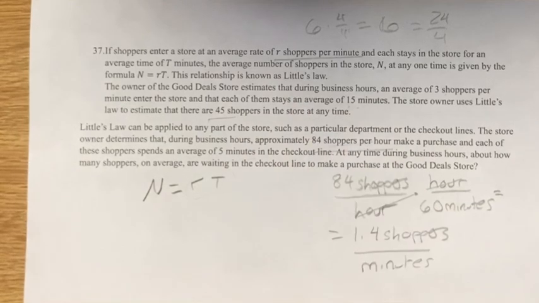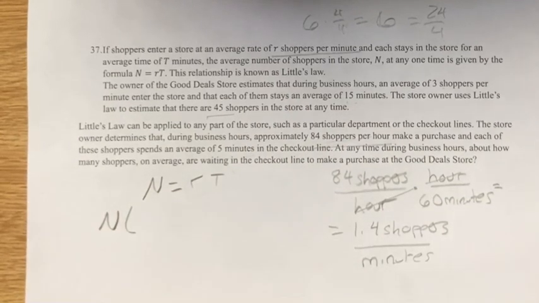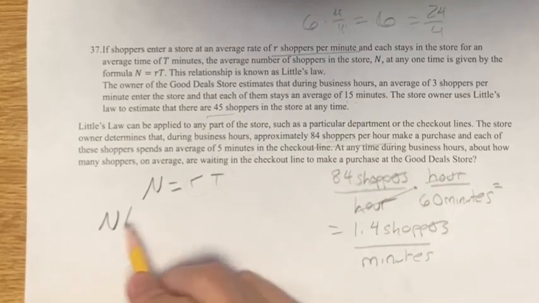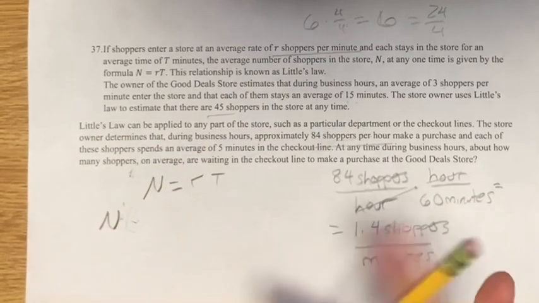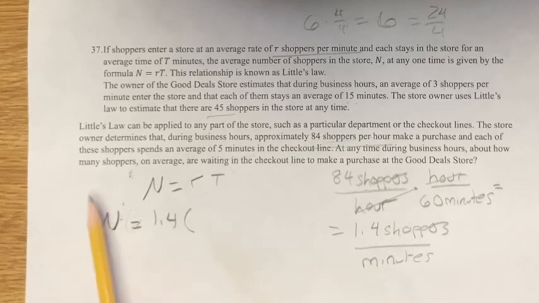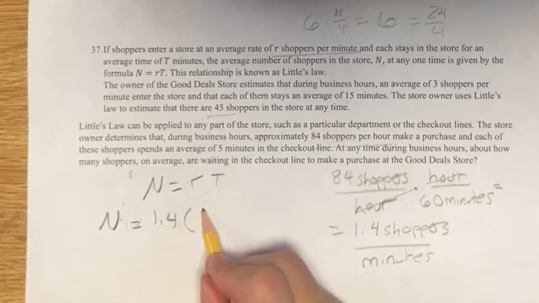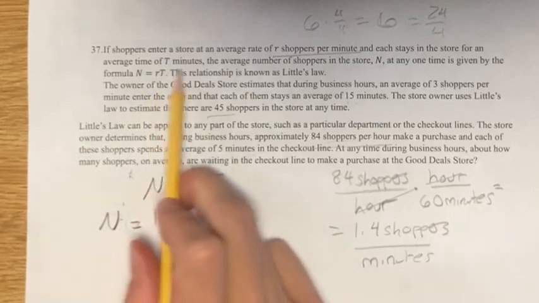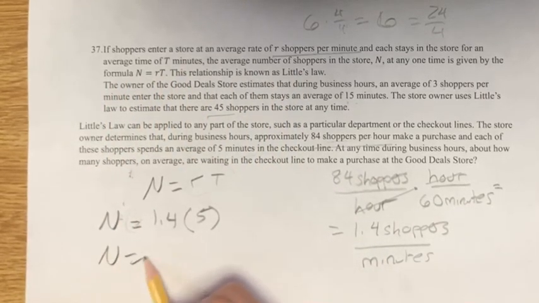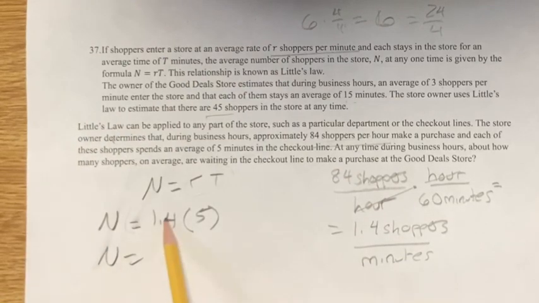R is the shoppers per minute. So N for this store is going to be R, which is the shoppers per minute, which is 1.4. N is equal to 1.4 times, and these shoppers spend an average of 5 minutes each. So T is 5, since T is the average time. So then when we calculate, we just have to multiply these two. So N is equal to 1.4 times 5, which is 7.